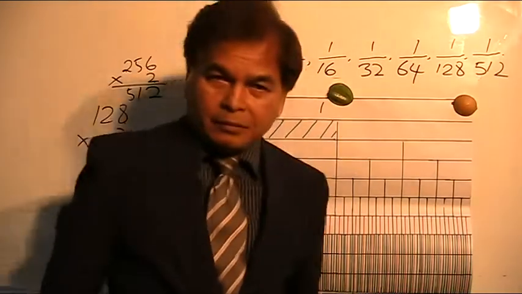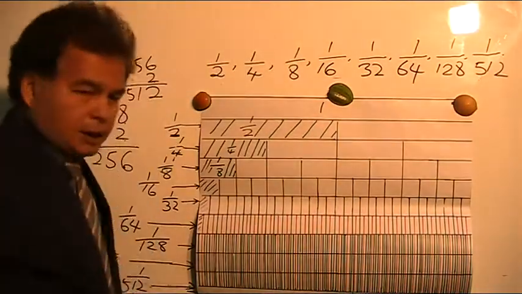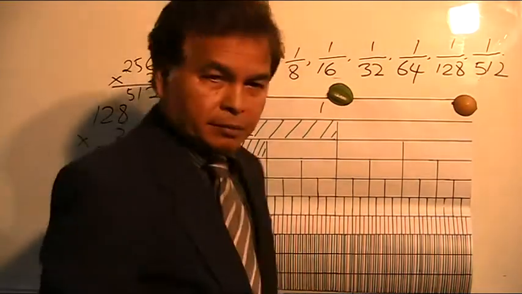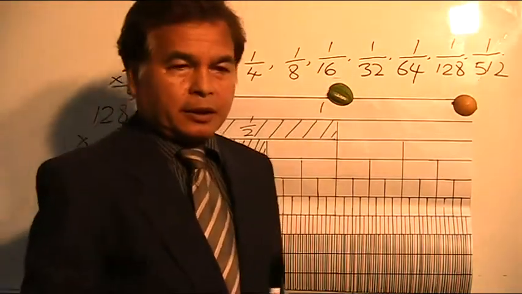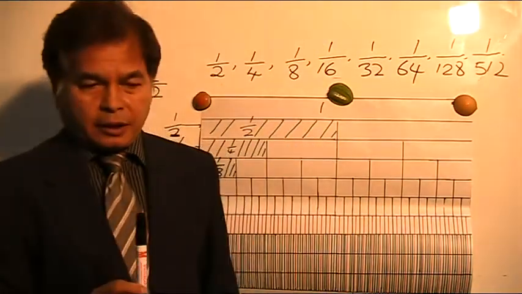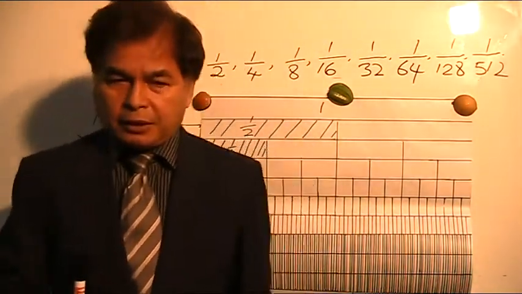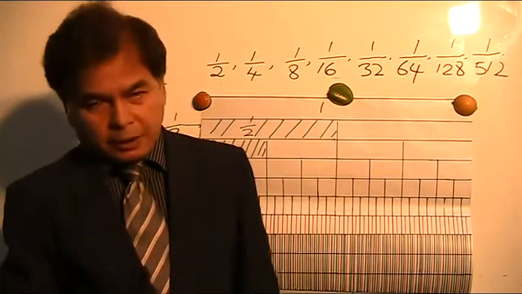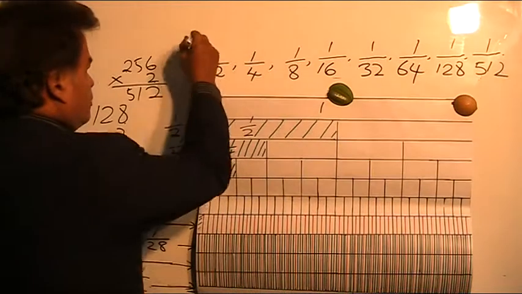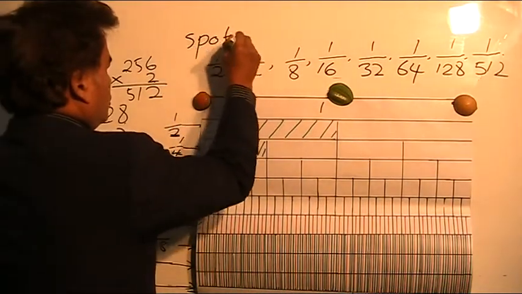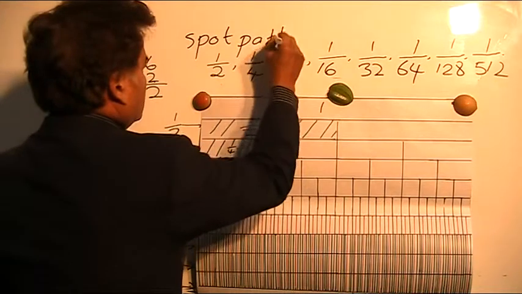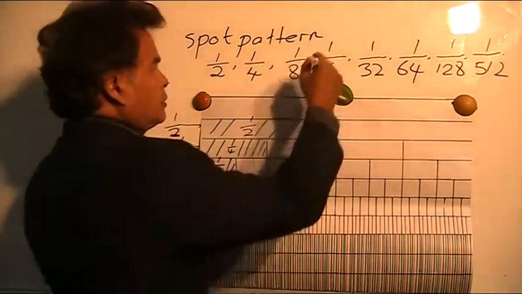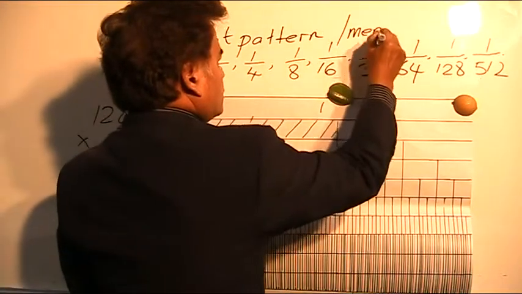Boleh? Faham? Inilah yang saya katakan pattern. Number pattern. This is called number pattern. One characteristic of a person who can think is that he is able to spot pattern. Spot pattern. Able to spot pattern. Boleh mengesan corak. Mengesan corak.